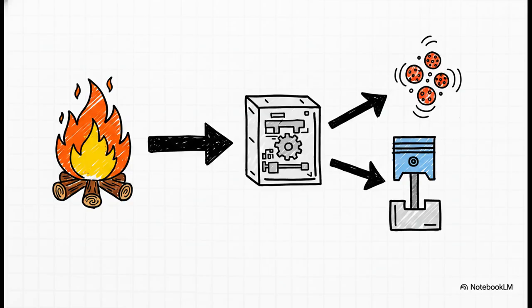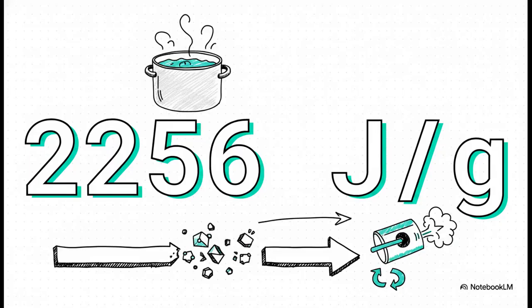You can't get something from nothing. To actually show this balancing act in action, let's look at the latent heat of water, which is 2256 joules per gram.